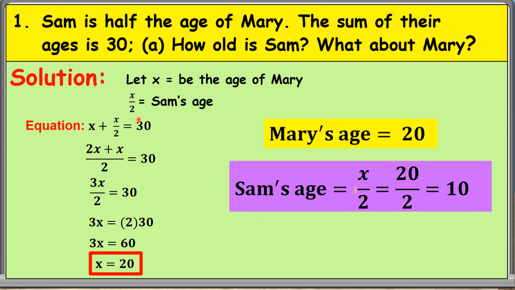And of course, yung Sam's age po, ang gawin lang natin sa kanya ay, ito yung x over 2 natin, yung Sam's age. Yung 20, divide natin sa 2, so that's why you have 10. So, tingnan nyo, pag pinag-add ko, 30 ba ang total? 20 plus 10, so 30.